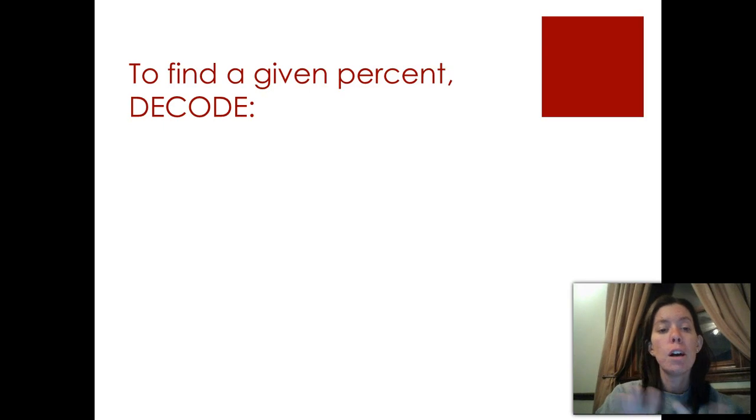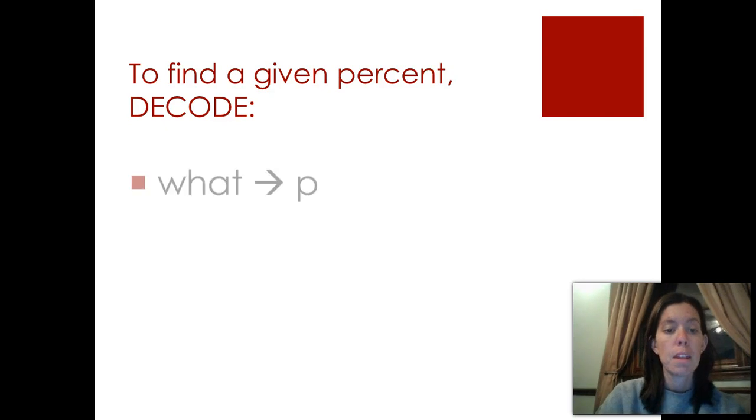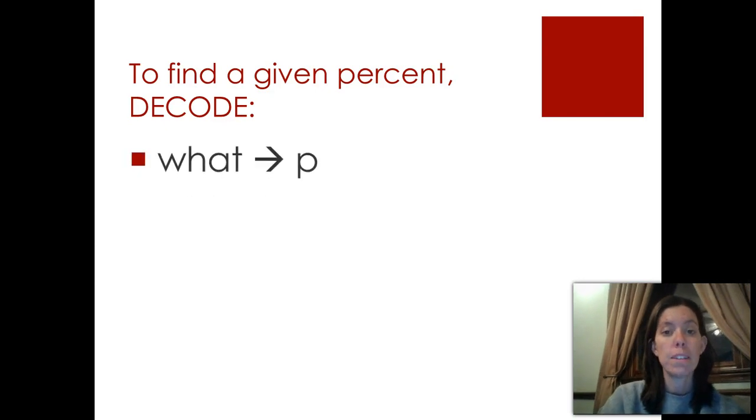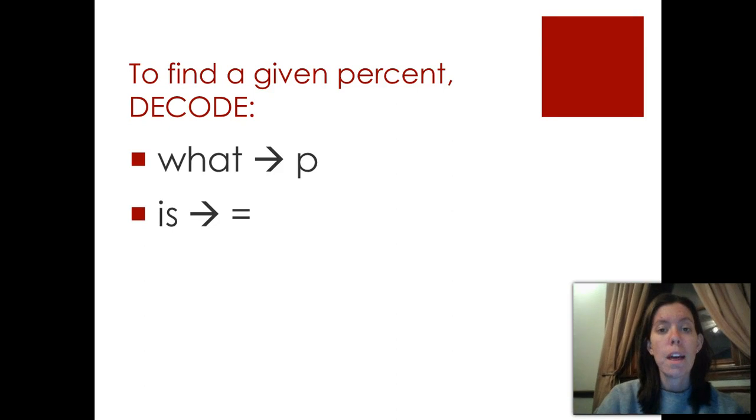There are kind of three key words that we usually come across when we are talking about percents. The word what is often in the sentence, and when you see the word what, that's the question it's asking you, that's what it wants you to figure out. So you put a variable there. I always use the variable p for percent, but you can use any variable. The word is, we already know, means equals, and the word of means multiply. So those are words that you're going to see a lot when you need to calculate percents.